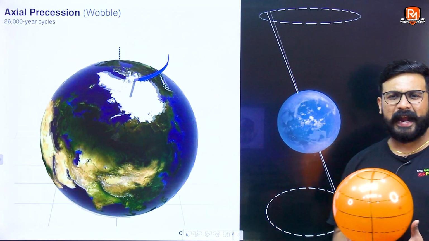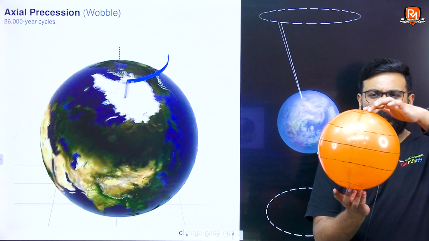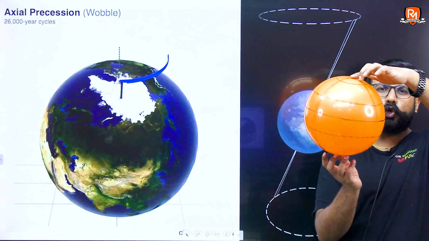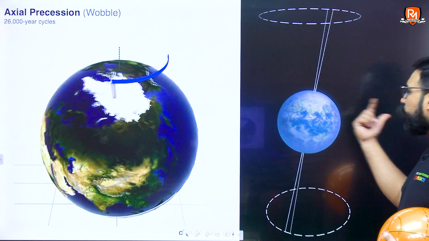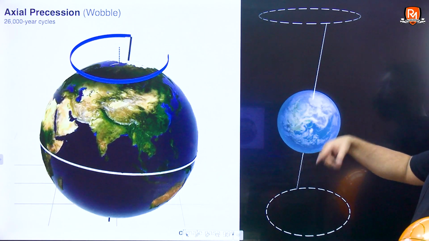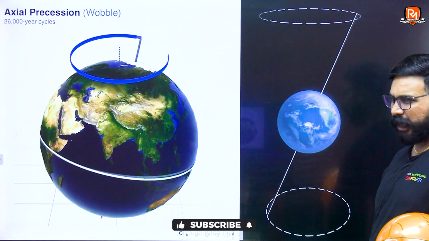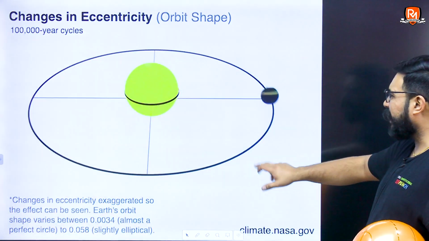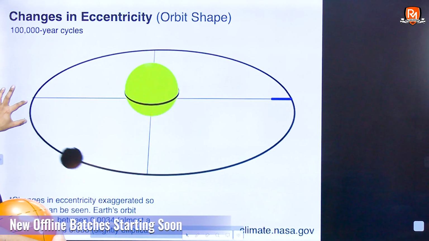All of you must have played with a spinning top, lattu. When you move a spinning top, it moves perfectly straight. But as it starts to slow down, it starts to wobble. Even the Earth wobbles like a slowing spinning top. This is a 26,000-year cycle. Now, what do we mean by this? Let me give you an illustration. What do we mean by this cycle of precession?